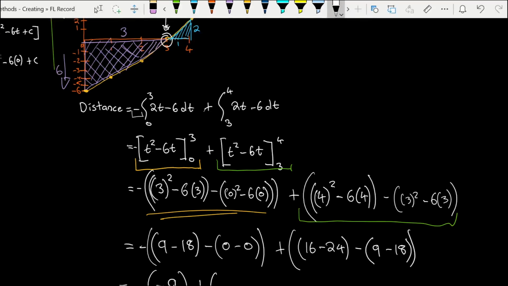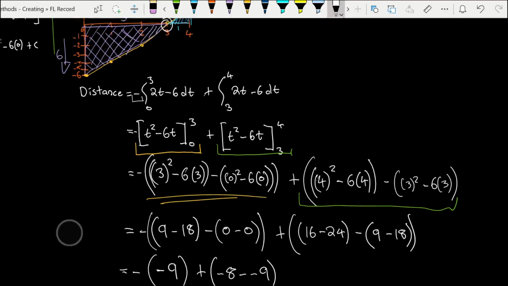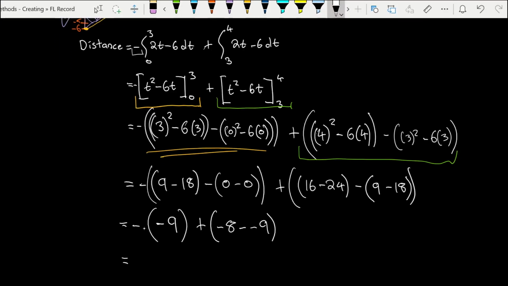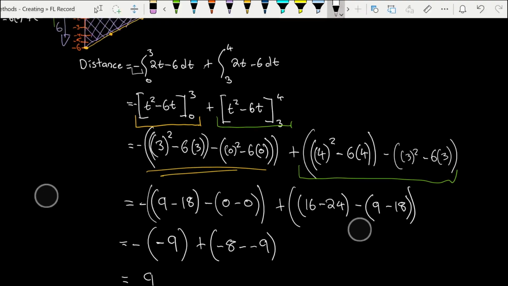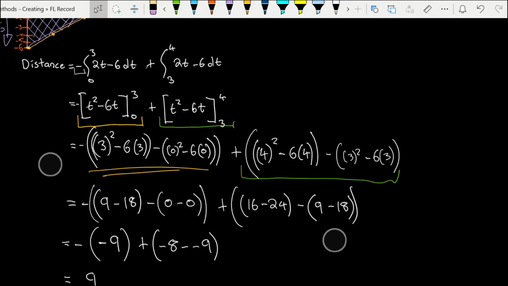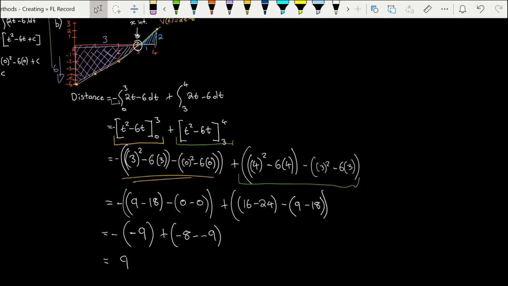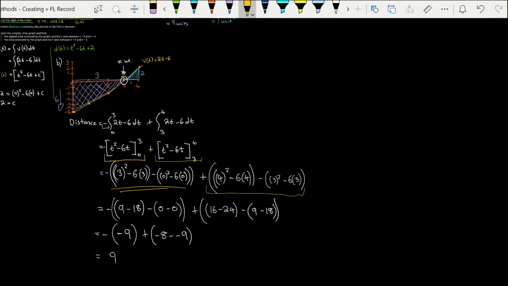And then plus this here, I've got 16 minus 24, so it's going to be negative 8. And then I'm going to subtract away 9 minus 18, which is negative 9. And I've got here a negative of 9. Negative of negative 9 is going to be 9, as expected. As expected, this here should have been 9 units squared, because this was representative of this area in there, which we found was 9 units squared, which is great.